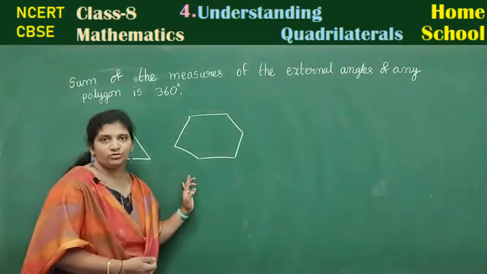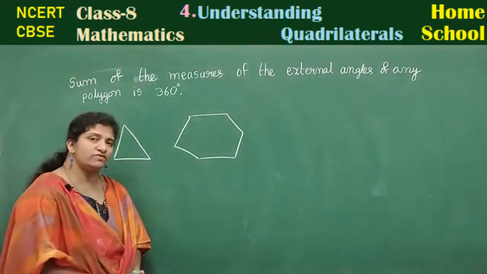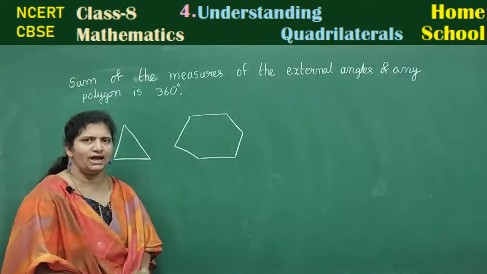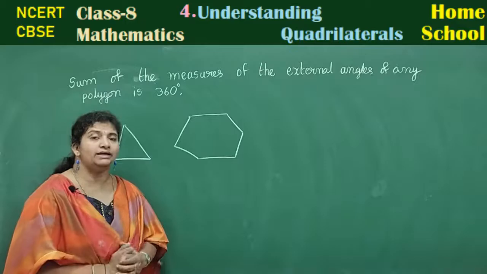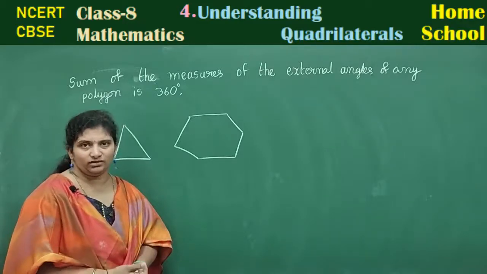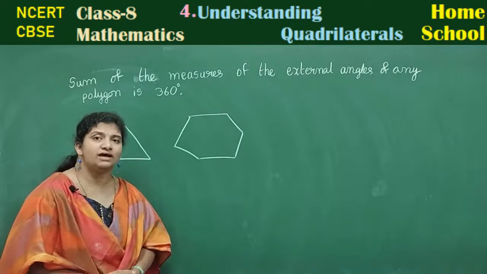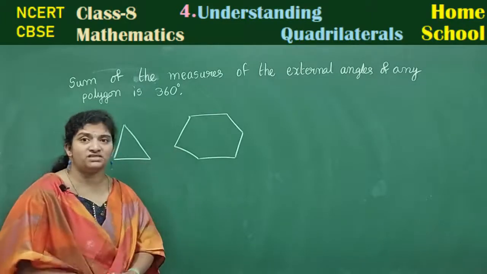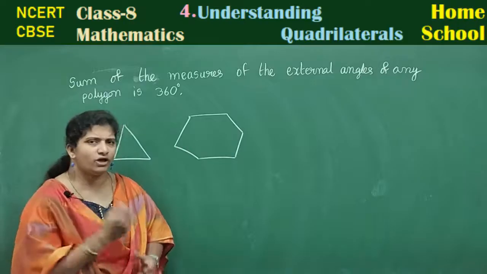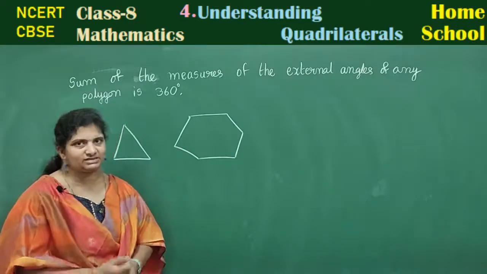The next point we need to remember: the sum of the measures of the exterior angles of any polygon, it may be any polygon, children. Interior angle sum is different and not fixed, whereas exterior angle sum is fixed. Exterior angle sum is how much? For any polygon it will be 360 degrees.